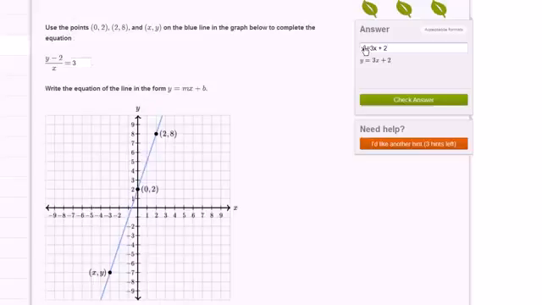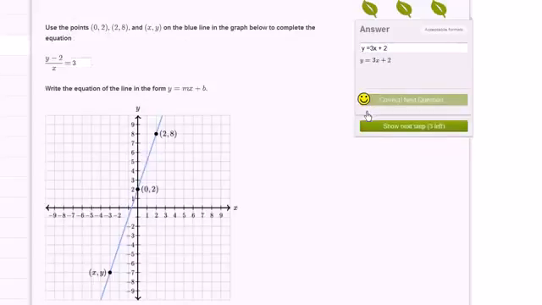This 2, which is the value you get when x equals 0, is often called the y-intercept, because that's when you intersect the y-axis. So y equals 3x plus 2, and you can verify that any of these points will satisfy this equation. And we got it right.